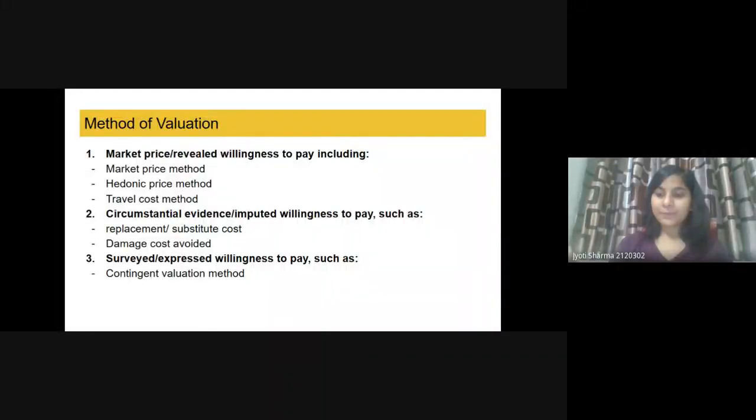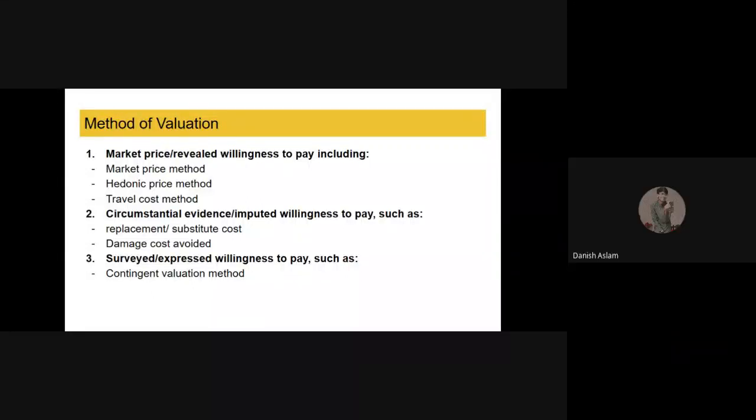Kuldeep, Danish? Yes, ma'am. Which side will you purchase your house? If on one side there is a forest area and on the second side there is a dump yard, which side will you choose? Forest area, yes.